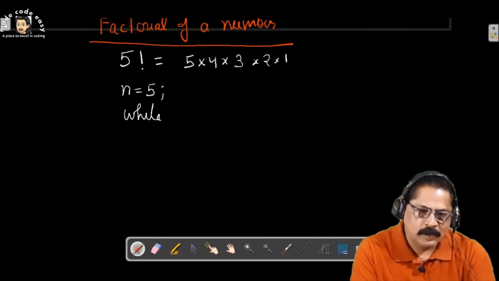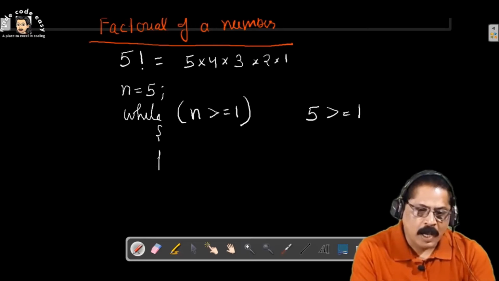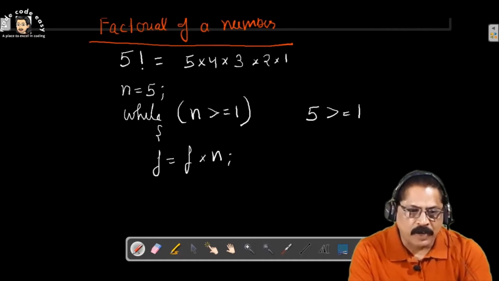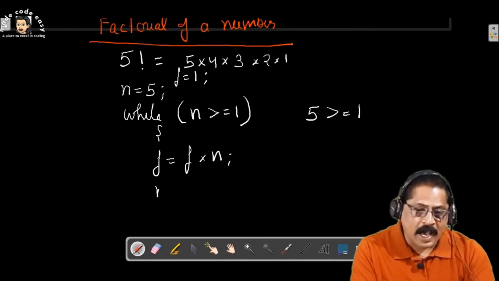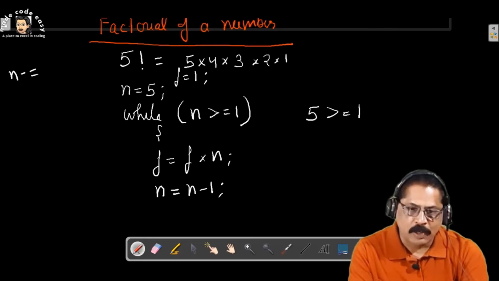While n greater than equal 1. 5 is greater than equal 1. Condition is true. f equal f multiplied by n. Initial value of f equal 1. So 1 multiplied by 5, 5. n equal n minus 1. You can write n minus equal 1 also.